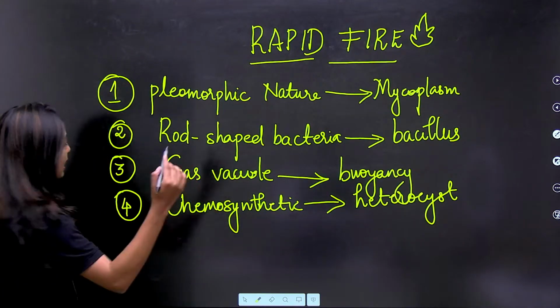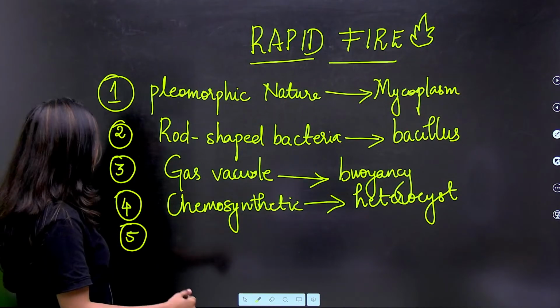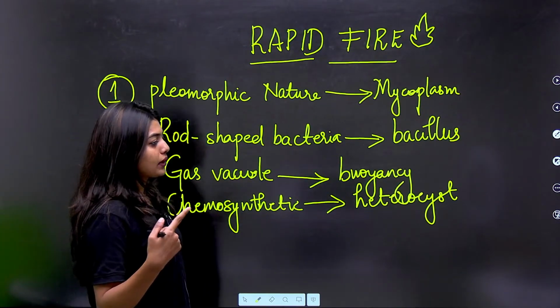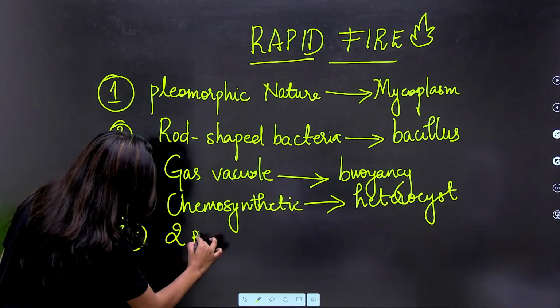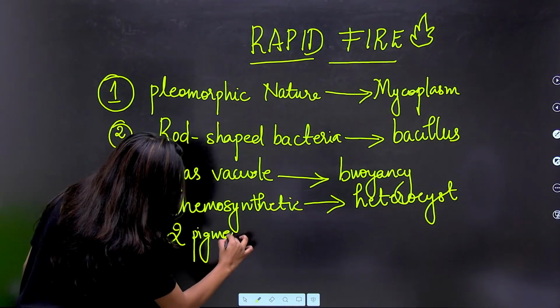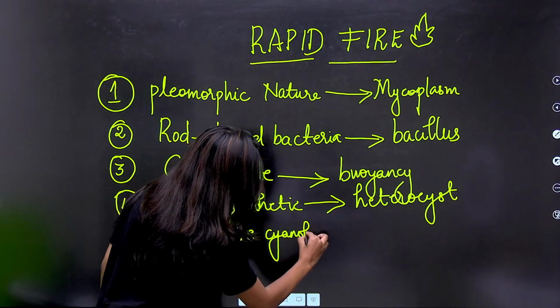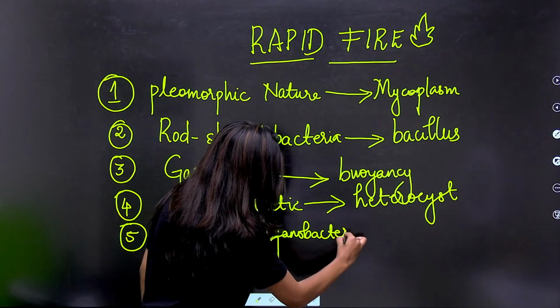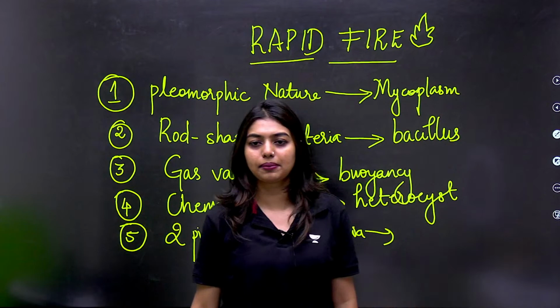Fine. Last question of your rapid fire. Actually, rapid fire should be more quick, but I'm giving you time to type. Tell me two pigments that are present in cyanobacteria. Two pigments present in cyanobacteria.